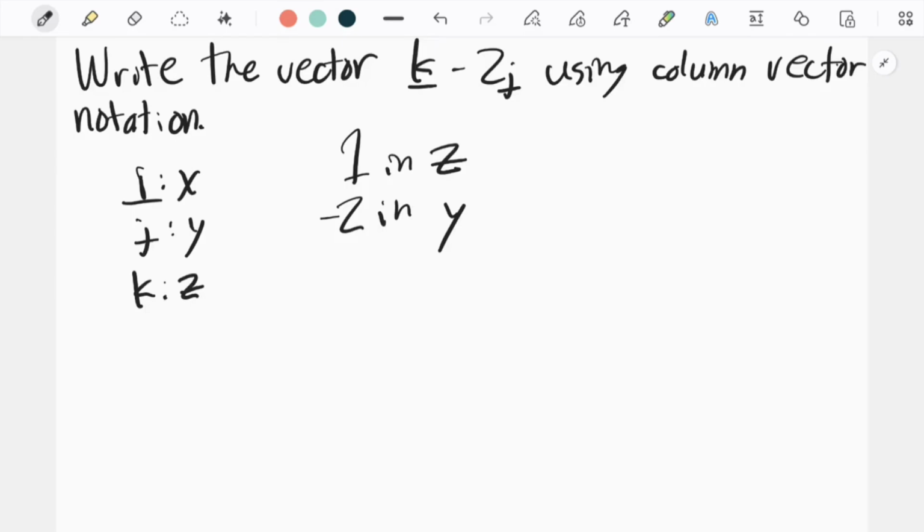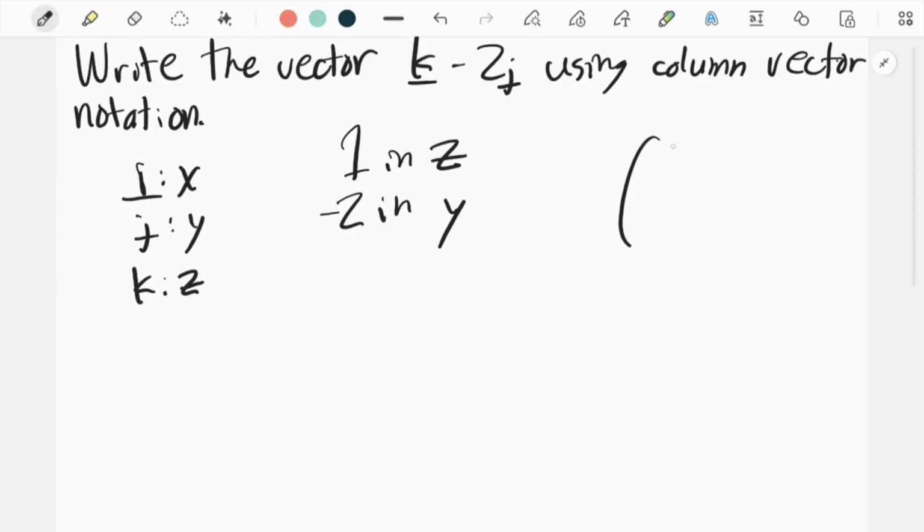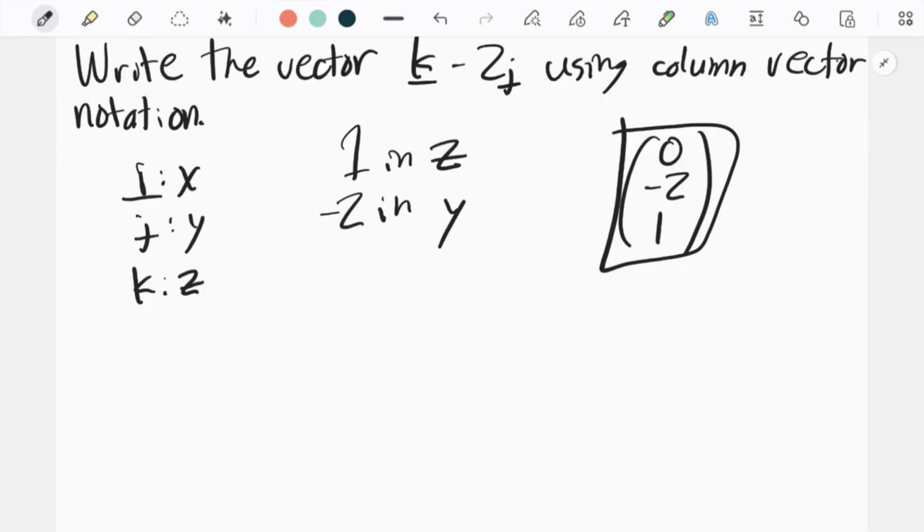And now we convert that into column vector notation. Since we don't have anything for x, the top value is going to be 0, negative 2 for y is negative 2, 1 for z is 1. And that is your final answer for this problem.